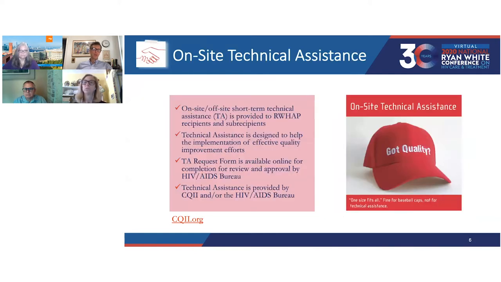I mentioned earlier that on-site, and more likely off-site, technical assistance is available to you for now. So if you really want to address an issue and you got stuck in a certain area, we're here to help you. There is an online TA request form you can access. You can enter the information that's needed. That form gets forwarded to HAB for their review and approval, and then we allocate the appropriate resources to meet the goals that you have set. Usually there's an orientation call and we discuss the TA objectives to be sure we have the same understanding of how and when we can best help you.